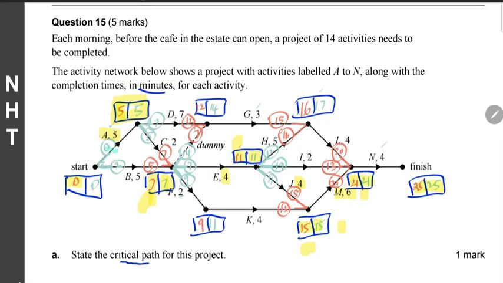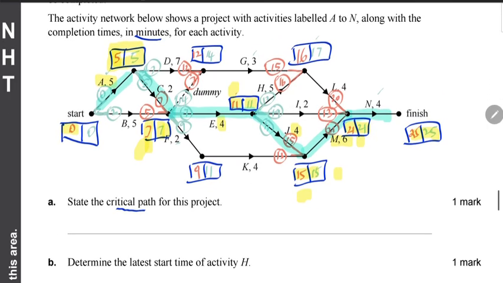So clearly our critical path is that one, and so if we were to write that, it would be A, C, E, J, M, and N.